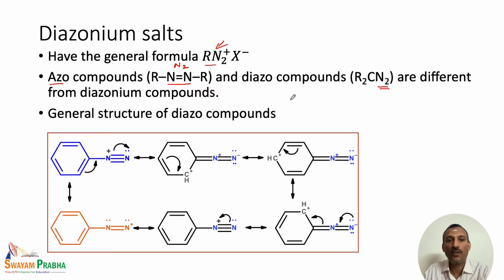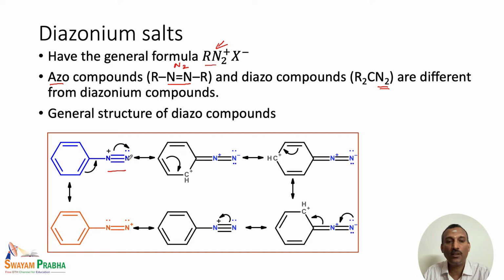The general structure of diazo compounds: as I have mentioned in the previous slide, the aryl diazonium salts are comparatively stable when we compare them with the alkyl diazonium salts. So, here we have an example of an aryl unit, that means a benzene unit is present here with the diazonium salt. So, this can undergo various resonance structures.